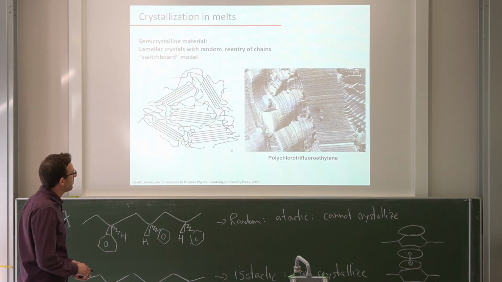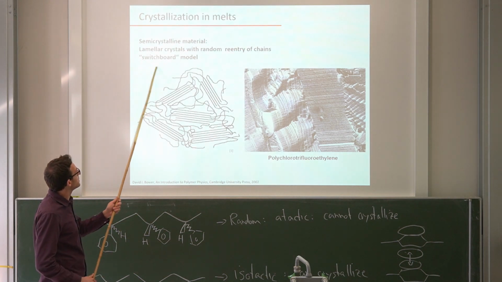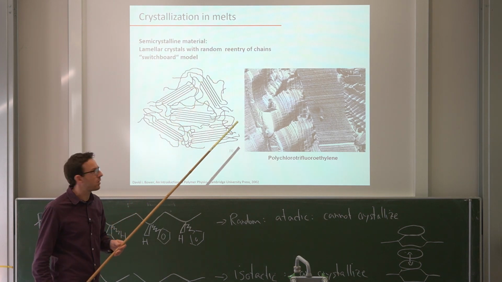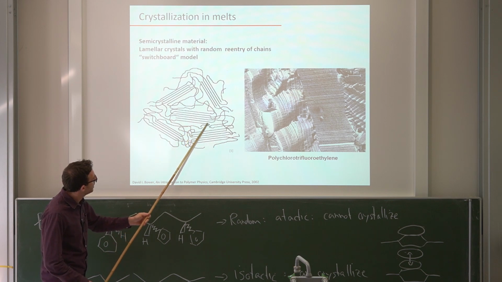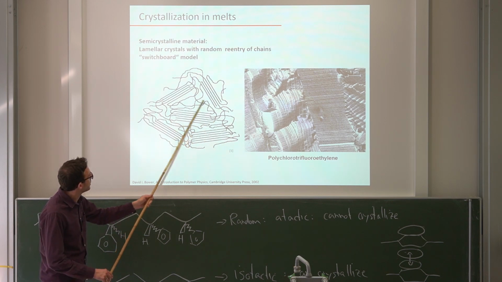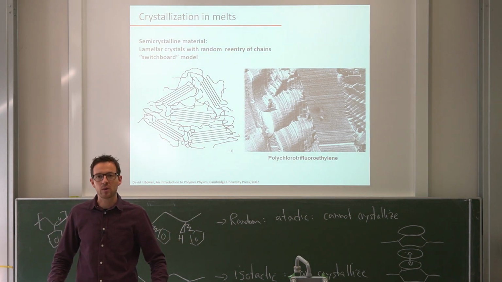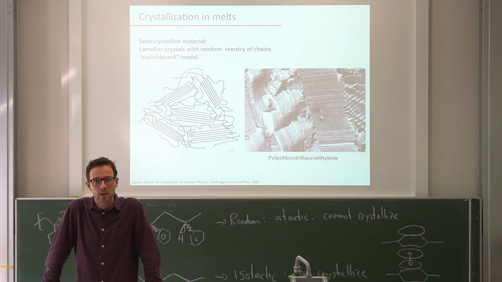Very typically in a bulk material, especially in semi-crystalline material, you have this switchboard model or lamellar crystals with a random re-entry of chains. So if you follow a chain, you see it can go from one lamella, stop here, or go to the next lamella. There is no incentive for each polymer to be only in one lamella. So everything is somewhat interconnected, which is also good because it increases the mechanical stability.